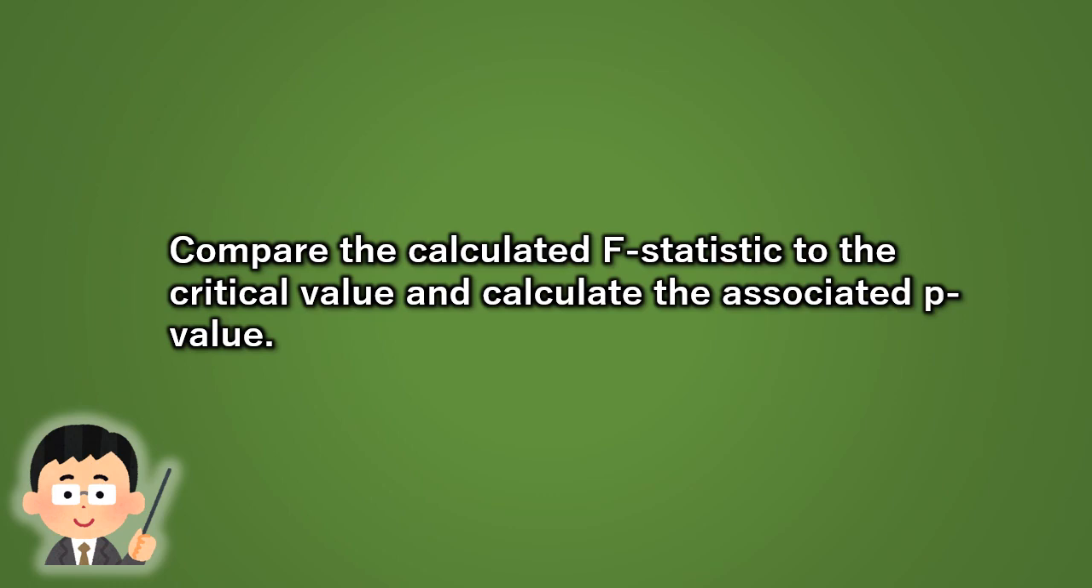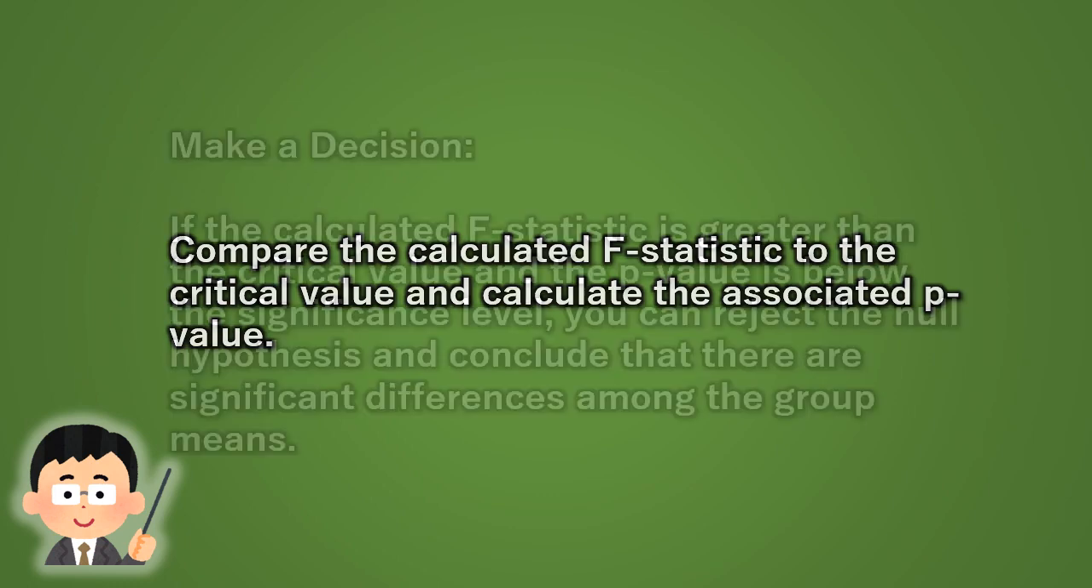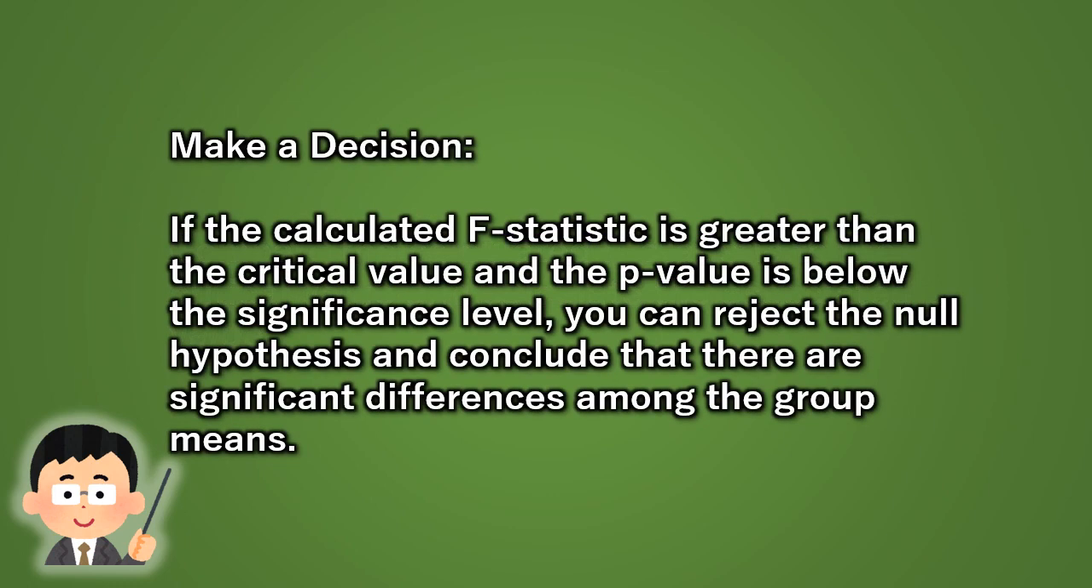p-value. Make a decision: if the calculated F-statistic is greater than the critical value and the p-value is below the significance level, you can reject the null hypothesis and conclude that there are significant differences among the group means.